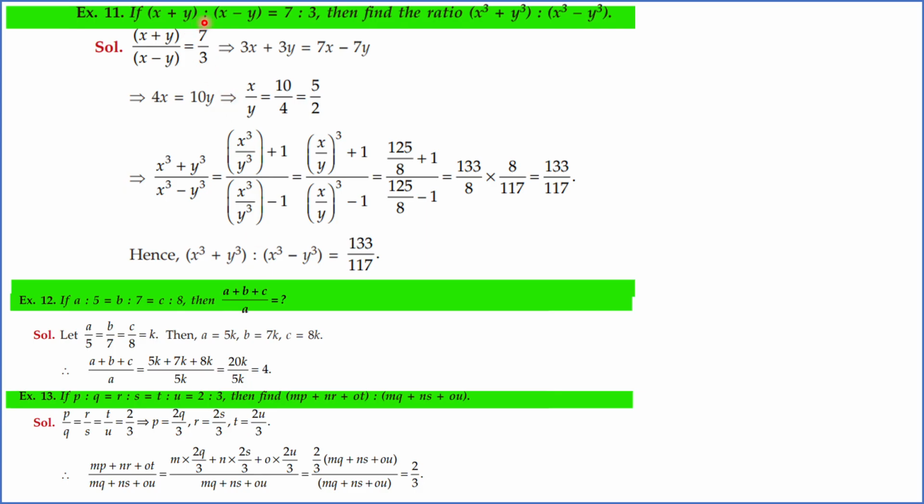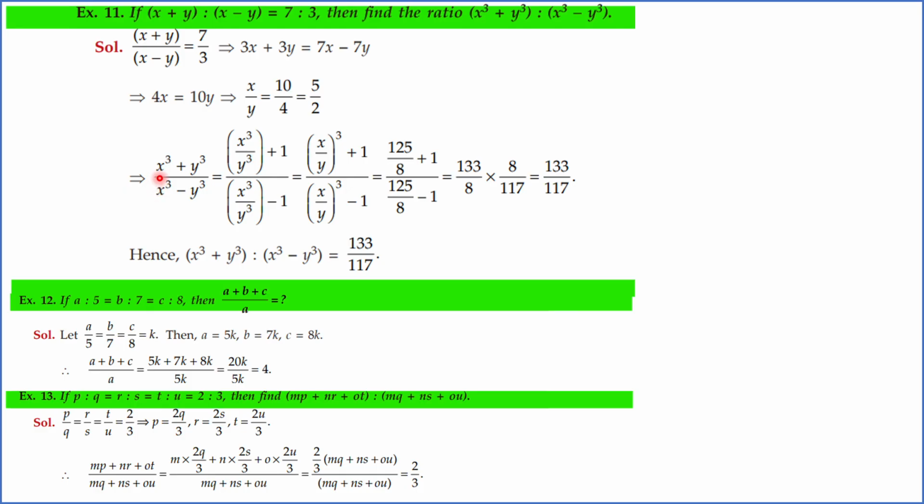If x plus y is to x minus y equal to 7 is to 3, then find the ratio x cube plus y cube is to x cube minus y cube. (x plus y)/(x minus y) equals 7/3. That implies 3x plus 3y equals 7x minus 7y. 4x equals 10y. That implies x/y equals 10/4, that equals 5/2.